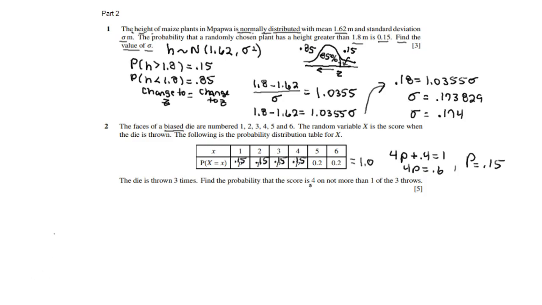Now, find the probability that the score is 4 in not more than 1 of 3 trials. 3 throws, that's a trial. 3 trials. And this is a yes or no situation. Trials and a yes or no situation is a good sign that it's a binomial distribution. It's not a big enough number of trials for us to use a normal approximation, so what we're going to have to do is use the combinations.